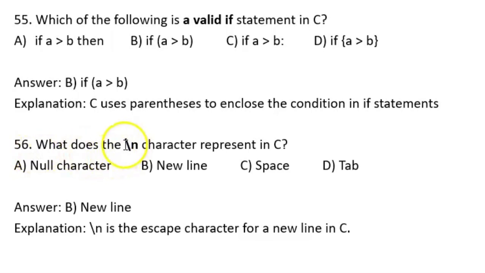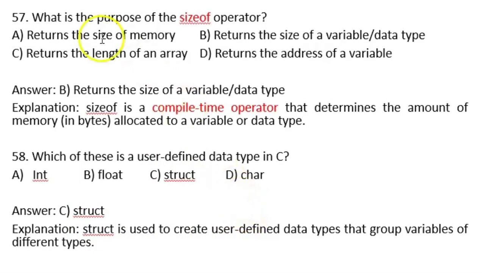56. What does the \n character represent in C: null character, new line, space, or tab? This is new line. New line is the answer. This is the escape character for a new line in C.